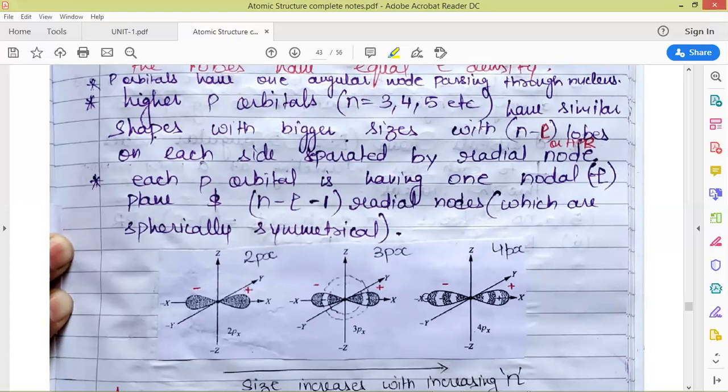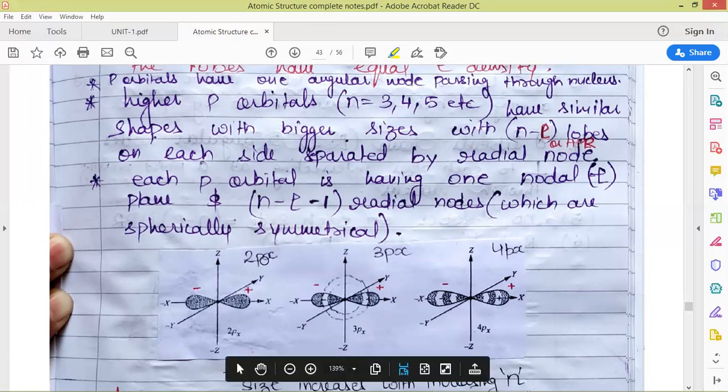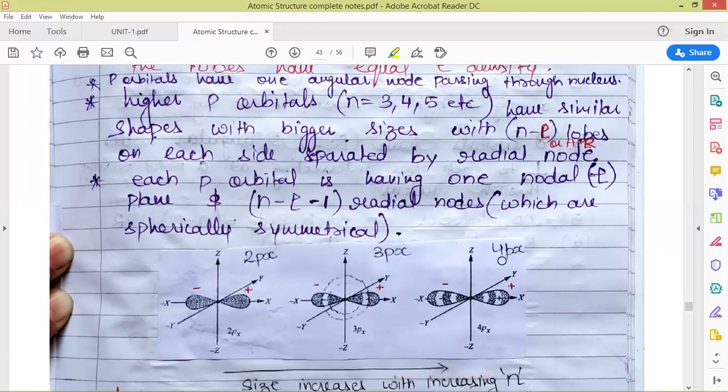And also here we can see that the size of the 2px orbital is smaller in comparison to the 3px orbital, which is further smaller in comparison to the 4px orbital. This is based upon the value of the principal quantum number, that is n. As we increase the value of n, the size increases, because the size of the shell depends upon the principal quantum number.